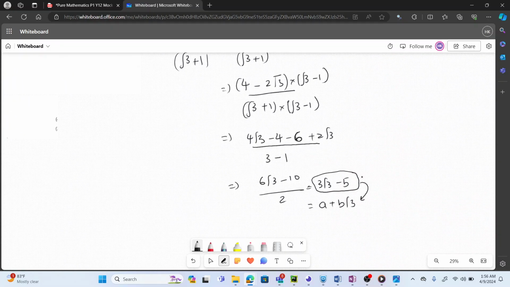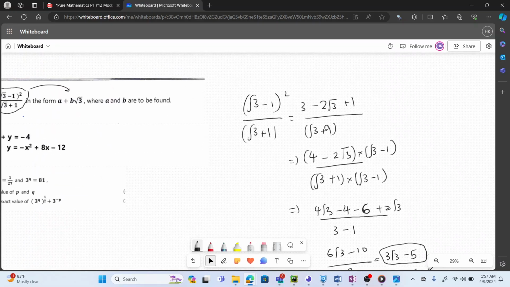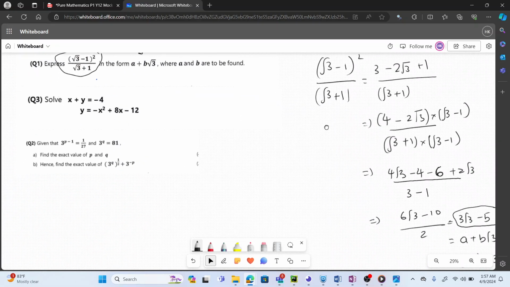I'm going to bring minus 5 to the front and position root 3 in the appropriate place, right? So then I can compare the two expressions, and I can write a is equal to minus 5 and b is equal to 3. I hope that question is clear, so let's move on to the next one.